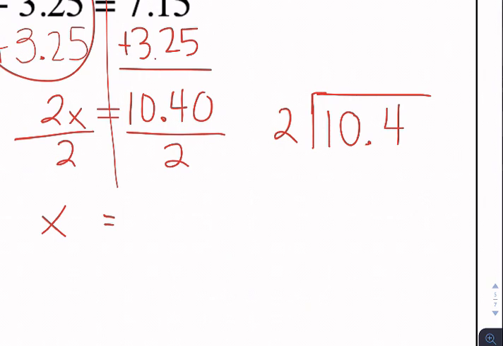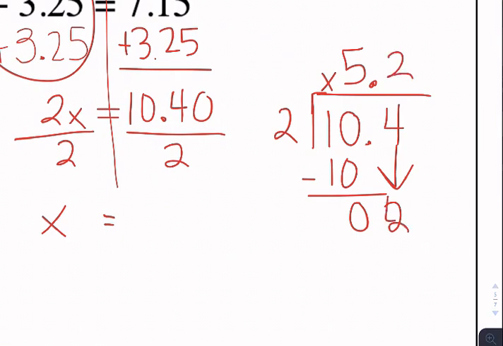So 2 goes into 1 0 times, but it goes into 10 5 times. 2 times 5 is 10, so I put the 10 down, I subtract, I'm left with 0, bring down the 4, and the decimal does go straight above it in our problem here. 2 goes into 4 2 times, and that would be 4. So I subtract, and I'm left with 0. So my answer is 5 and 2/10, or 5 and 20/100.